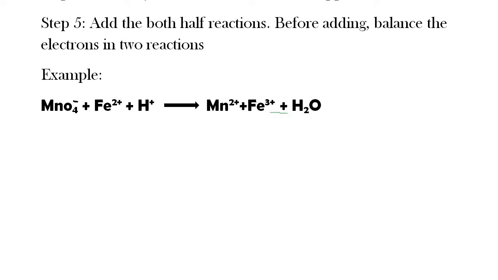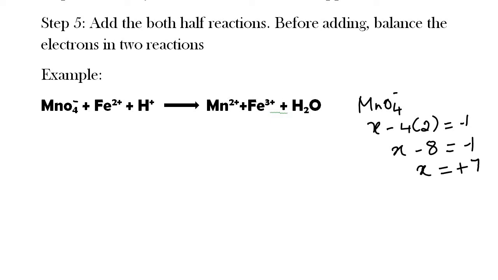How do you find the oxidation number? For example, MnO4 minus. If you want to know the oxidation number of Mn, say X, then X minus 4 into 2 equals minus 1. That is X minus 8 is equal to minus 1, so X is equal to plus 7. So the oxidation number of Mn in MnO4 minus is plus 7. And Fe2 plus is plus 2, Mn2 plus is plus 2 and Fe3 plus is plus 3.